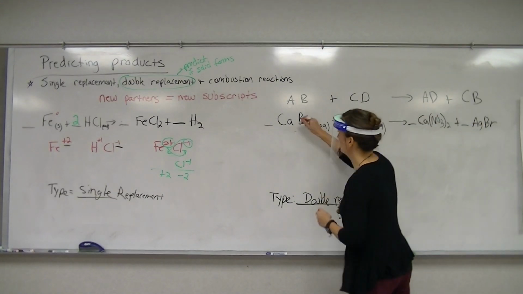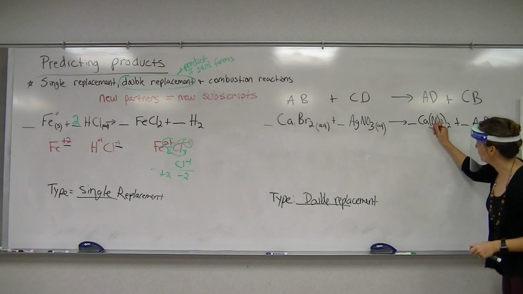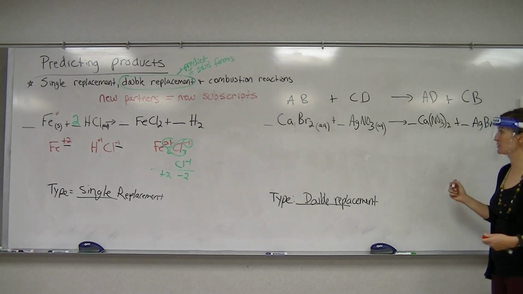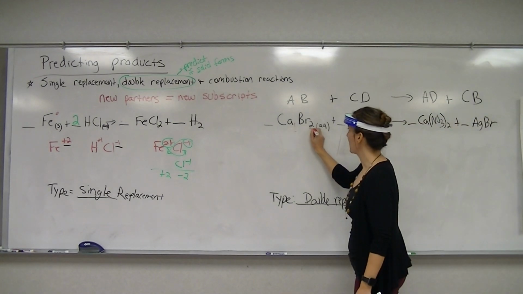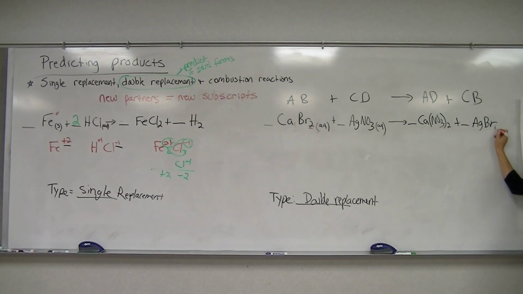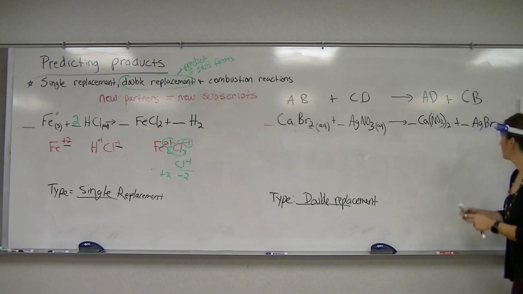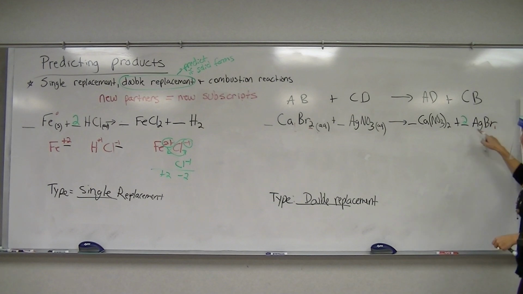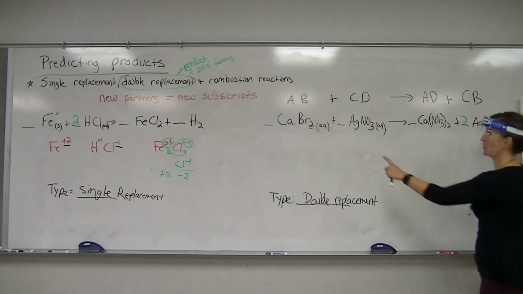So I have 1 calcium here, I have 1 calcium here. So those are balanced. Looking at my bromines, I have 2. Over here, I only have 1. So I need 2 bromines on the product side. So what number am I going to put as that coefficient? A 2. So now I have 2 bromines. So my bromines are balanced.